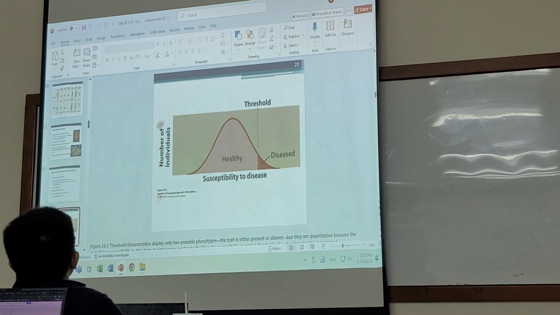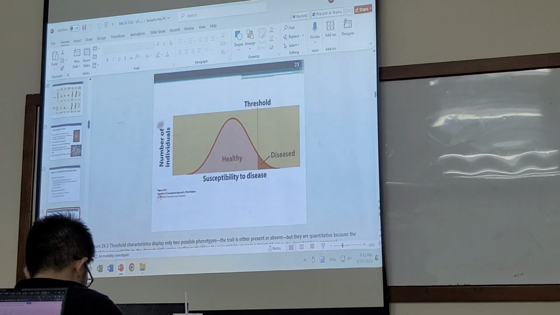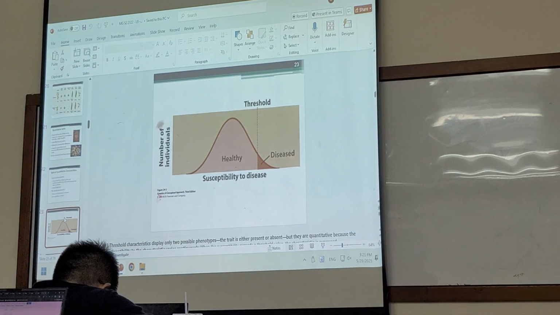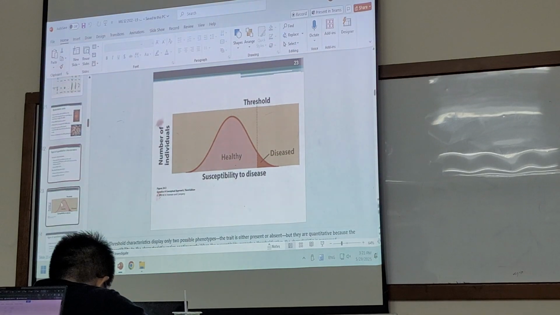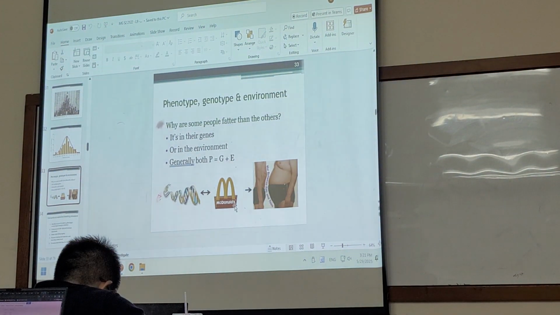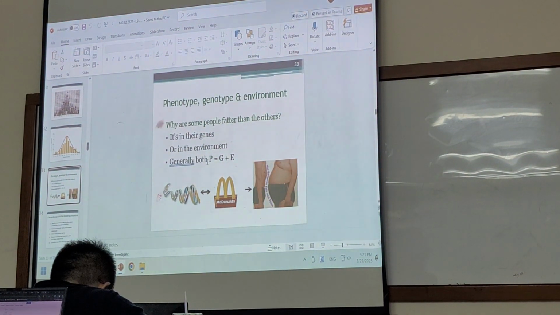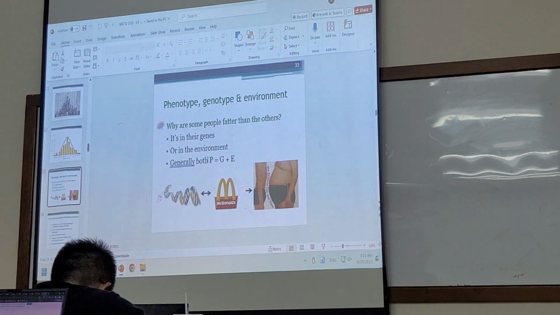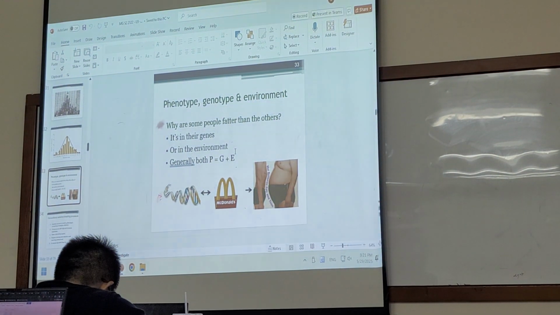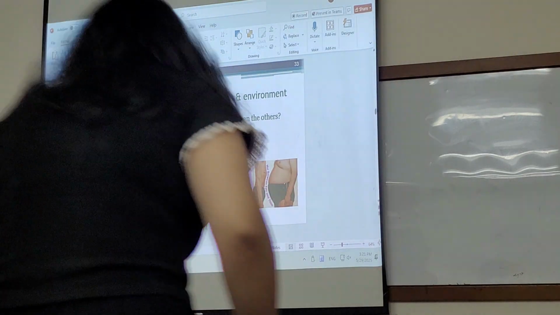This one shows disease traits and why we classify disease traits as quantitative traits, not qualitative traits. This slide explains genotype. Phenotype equals genotype interacting with environment. So this slide gives you 3 terms: phenotype, genotype, and environment. Phenotype equals genotype interacting with environment.